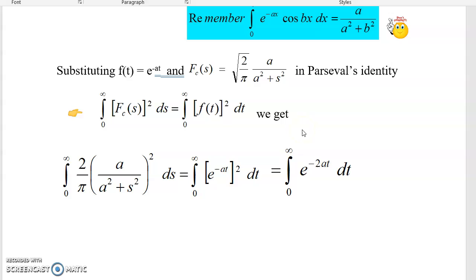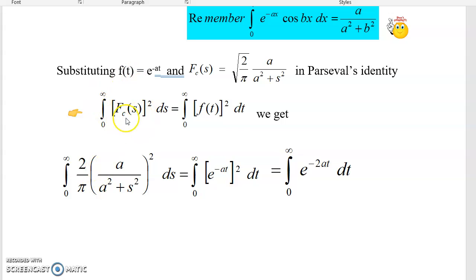See, once you have decided that you have to use Parseval's identity, first just write the Parseval's identity and literally substitute the values of FC of S and F of T in both sides. You will get the answer. Okay, here in the place of FC of S, let us substitute this. So Parseval's identity says integral 0 to infinity FC of S whole squared ds equal to integral 0 to infinity F of T whole squared dt.